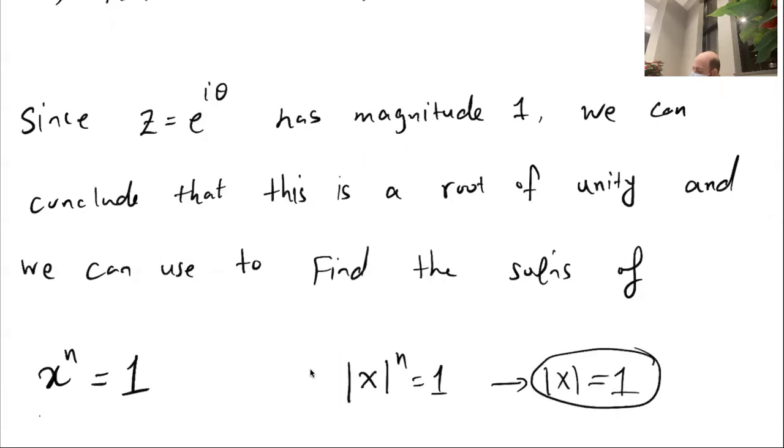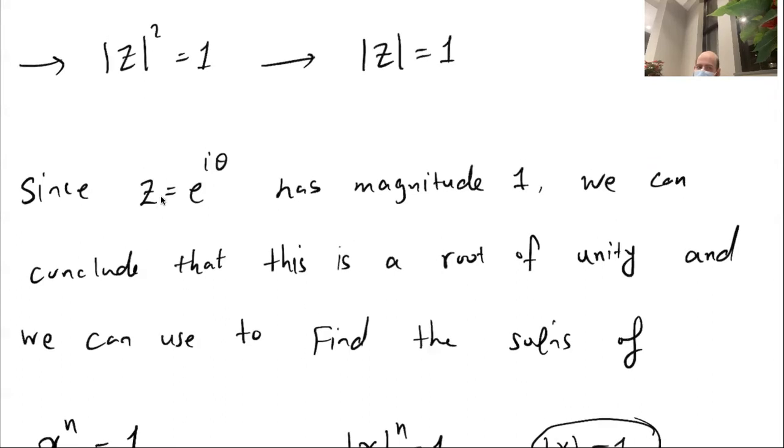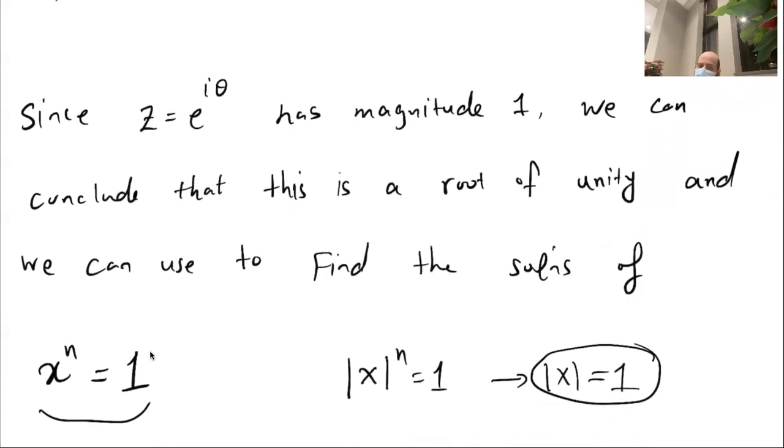So for the solution of this type of equation, if we have a complex valued solution, then the magnitude of that solution has to be 1. And we just verified that the magnitude of this number here is 1. So that's why, since we already found out that the magnitude of this complex number is 1, we can use this type of complex number to find the solutions of this equation.